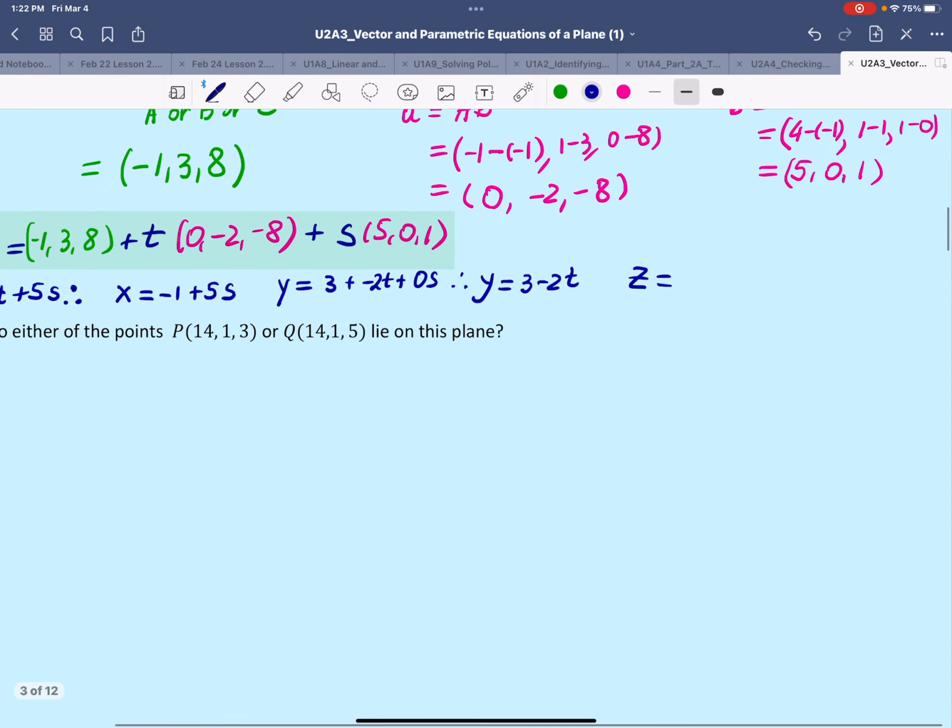Eight minus 8t, and then plus 1s. So here we have the direction vectors all in, and here are the parametric equations.